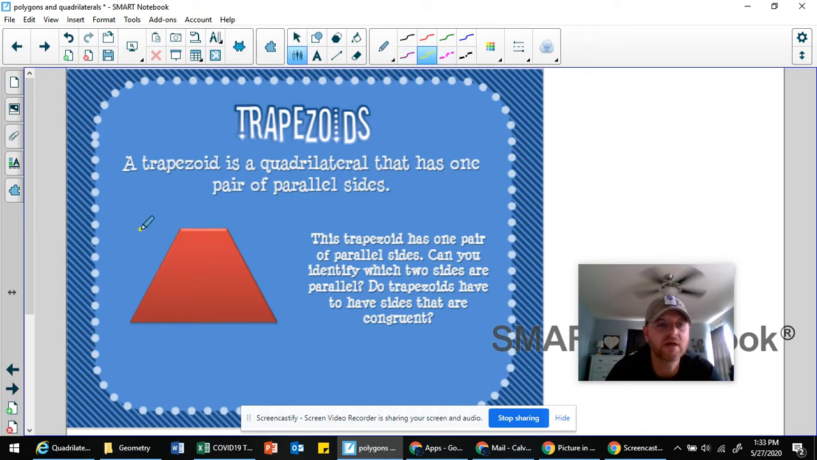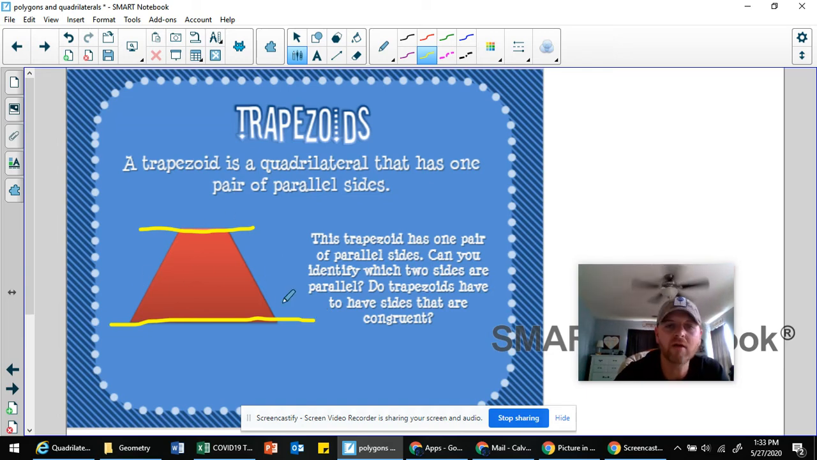Hopefully you are saying the top is parallel to the bottom because they are. They are the same distance apart. They will never intersect. The left and the right are not parallel because, I'm just going to draw this out for you real quick. Remember, lines go on forever and ever in each direction, right?